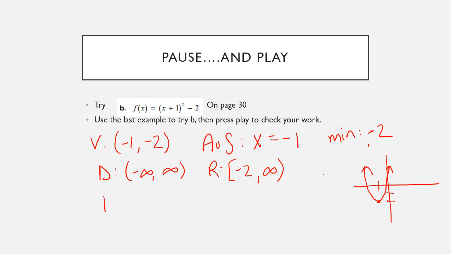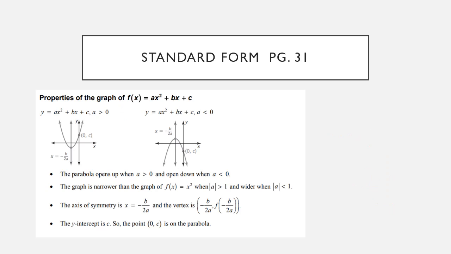And then the increasing, this time it's going to be backwards from the last one. My increasing is going to occur here. So that's from -1 to positive infinity. So the increasing should be -1 to positive infinity. The decreasing will be from negative infinity to -1. If you need to change anything there, go ahead and change it.